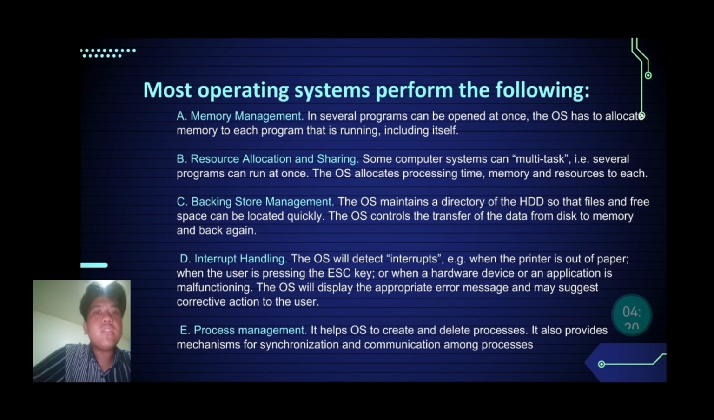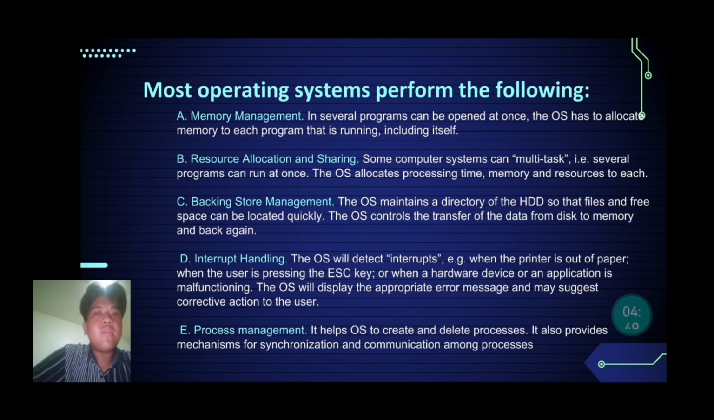Letter C, backing store management. The OS maintains a directory of the HDD so that the files and free space can be located quickly. The OS controls the transfer of data from disk to memory and back again. Ibig sabihin nito ay maintaining long-term and retrievable information in the computer. It requires duties including allocation, data retrieval, and assuring data integrity.